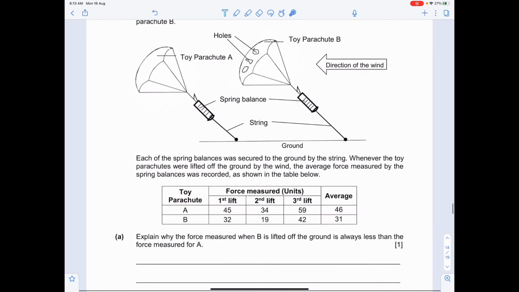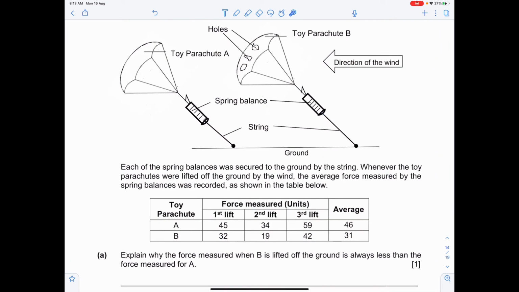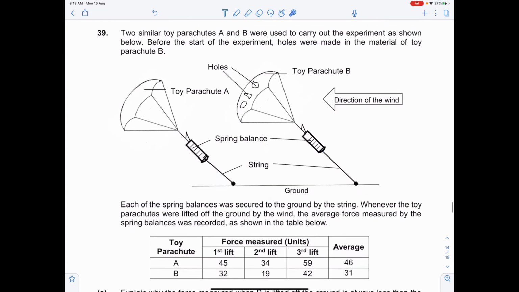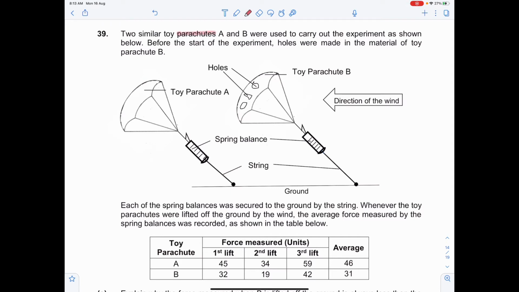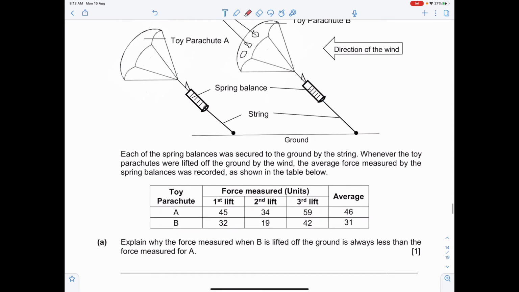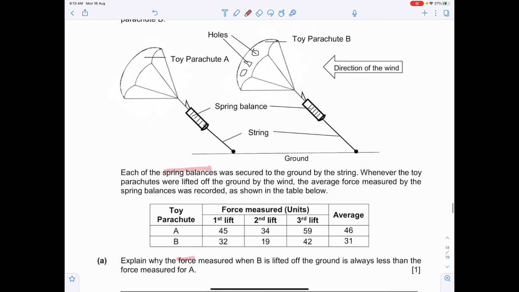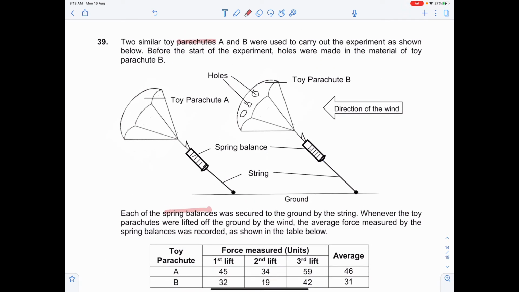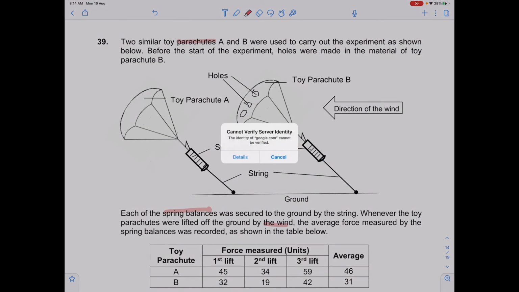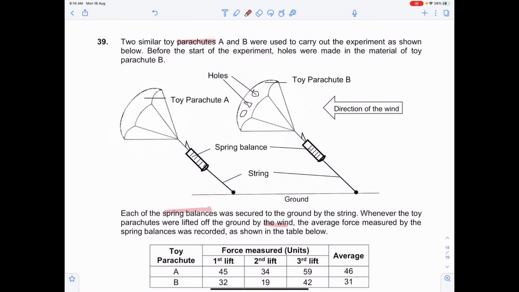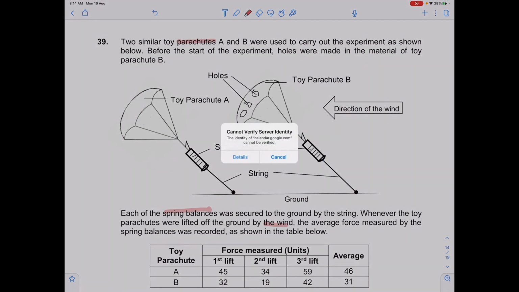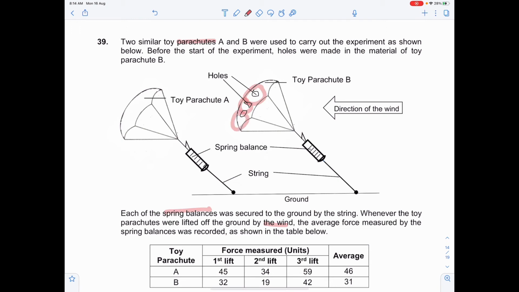So we're talking about forces in this case. This should come quite familiar to some. So when you look at this, you see the word parachute. You see the word force somewhere. You see the words spring balancers. So this would hint that this question is probably testing you on the topic of forces. So you know in forces, when you see things like parachute together with wind, the concept they want to test you on is probably air resistance. Because it's on air resistance, you know that it's got to talk about your surface area.